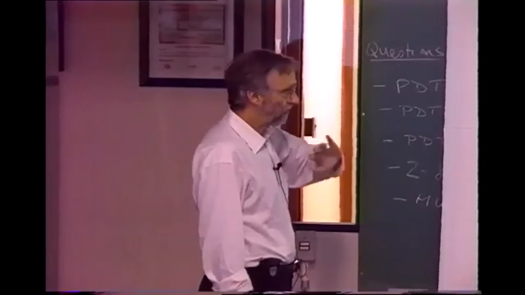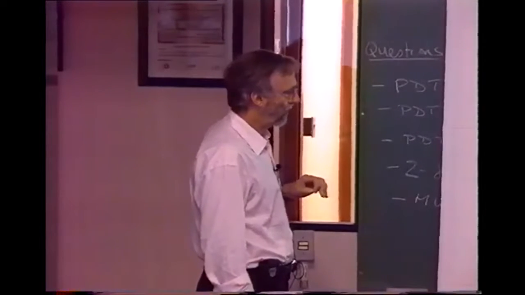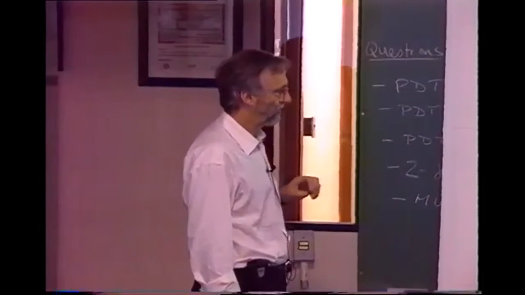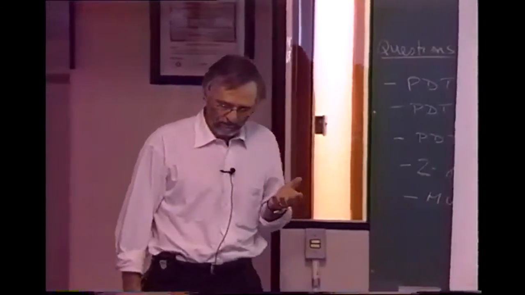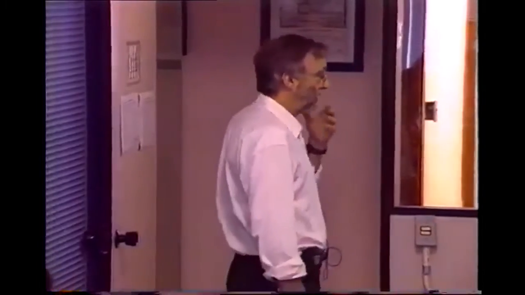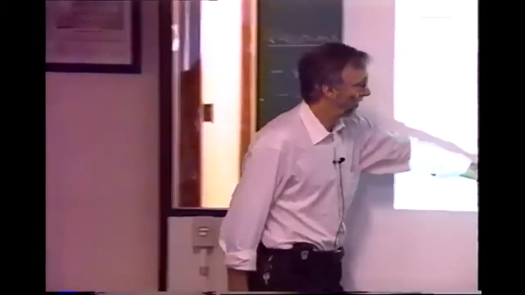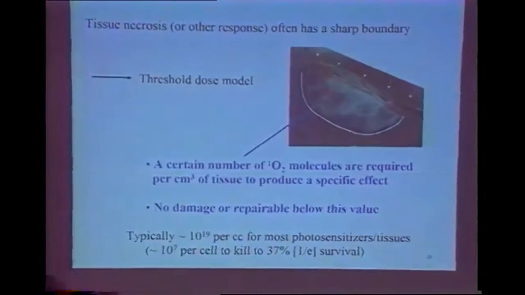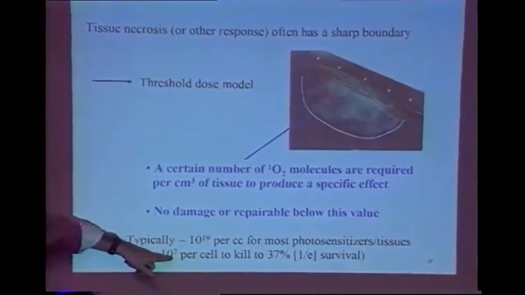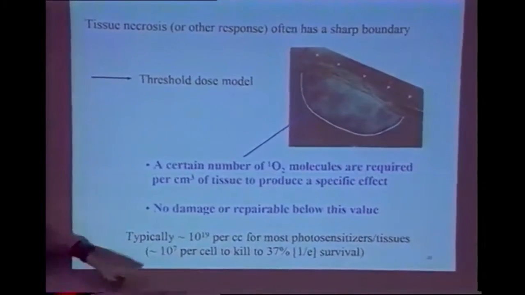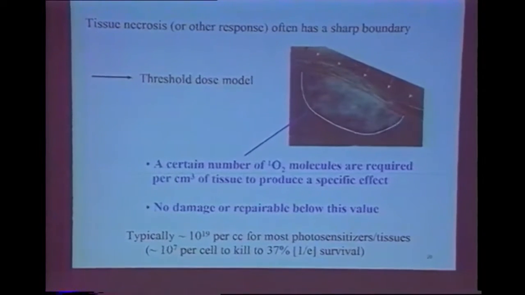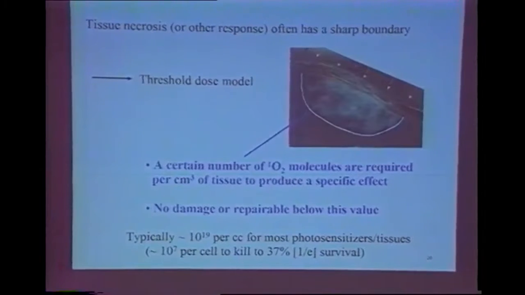And we've done some experiments in which we are able to measure the amount of singlet oxygen required to kill cells, and to take the cell survival down to the 1/e or 37% takes about 10 to the 7. These are ballpark figures. About 10 to the 7 molecules of singlet oxygen to cause 37% killing.